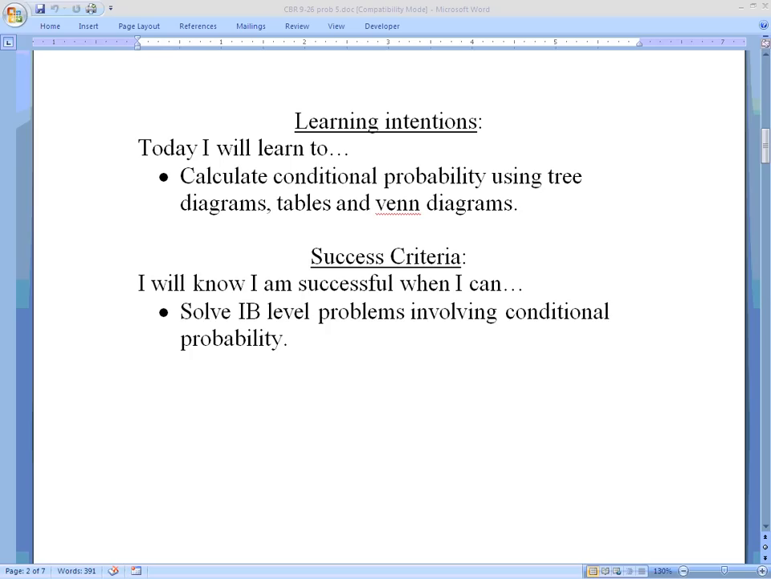Hello, calculus students. Welcome to your online lesson. Today we're going to be talking about something known as conditional probability. And we will find conditional probability using tree diagrams, tables, and Venn diagrams. We'll know we're successful when we can solve IB level problems involving conditional probability.